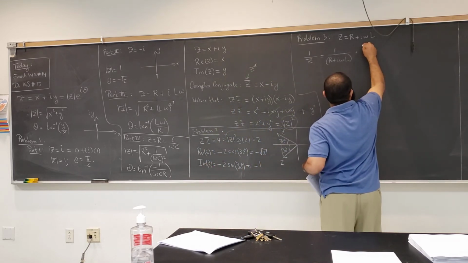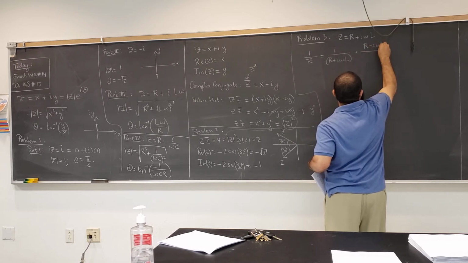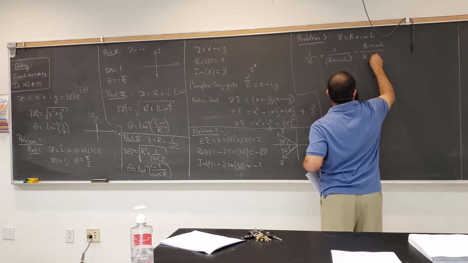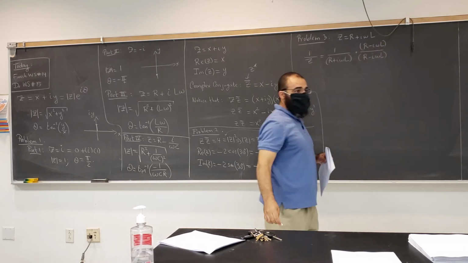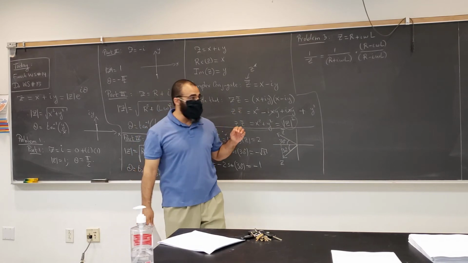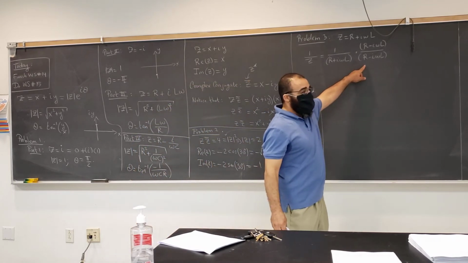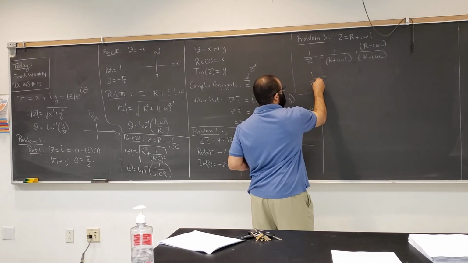So here's what happens. You do this, r minus I times omega L, and then r minus I times omega L. First of all, why is this allowed? It's just multiplying by 1. Exactly, you're multiplying by 1, and 1 doesn't change anything. So good, we can do that. So now you get 1 over z will be.